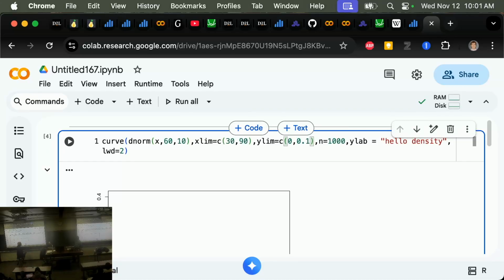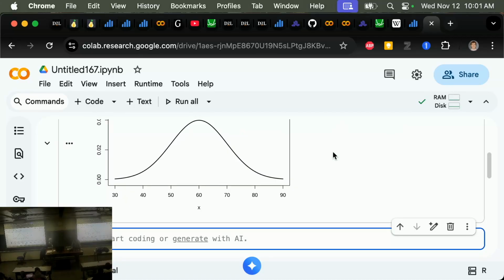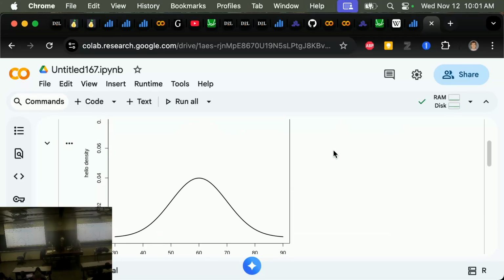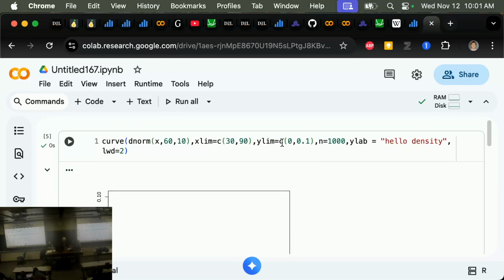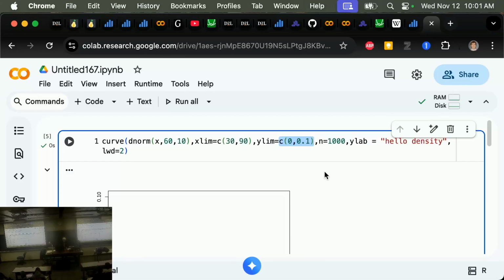What does C stand for? Why do we need a little C? Is that column? Or we don't know. It's concatenate. It's used whenever we need to have a little range. A little range, yeah. Okay, very nice.